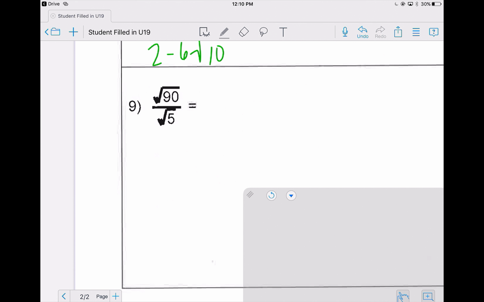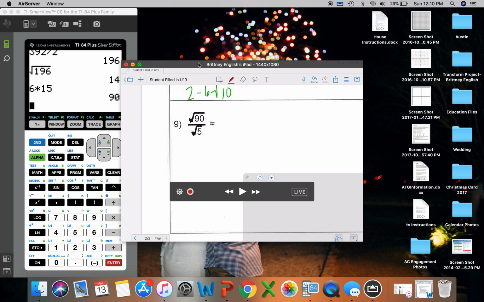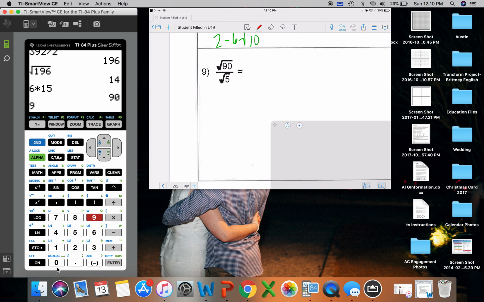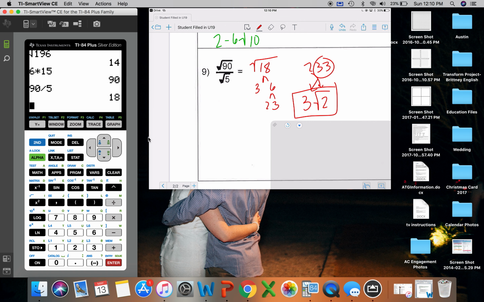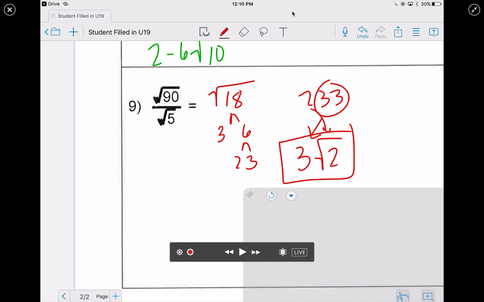Problem 9, we're dividing. So because I have 90 and 5 both inside the square root, I can divide because they're both inside. So 90 divided by 5 is 18, still in the square root because I've done nothing to change them. Now the square root of 18 can be broken up into 3 and 6. 6 can be broken up into 2 and 3. So I have a pair of 3's going outside and a 2 staying inside. Remember, once I've divided, I don't have anything inside the denominator that's a square root, so I'm good on that one.